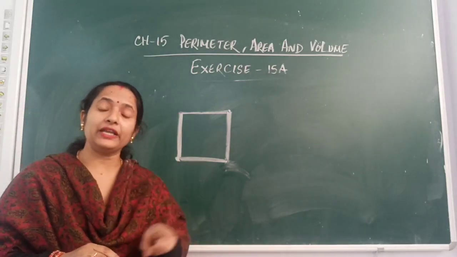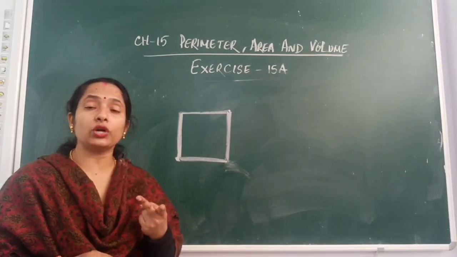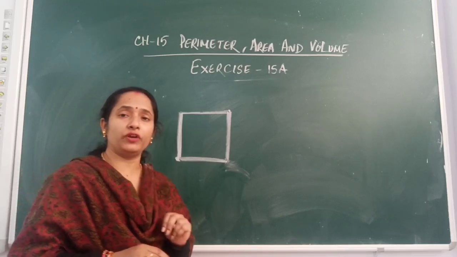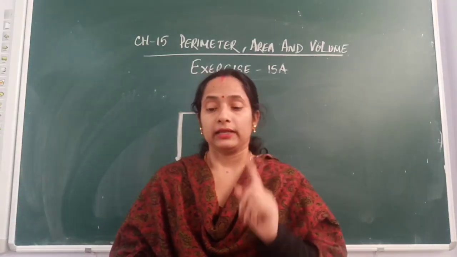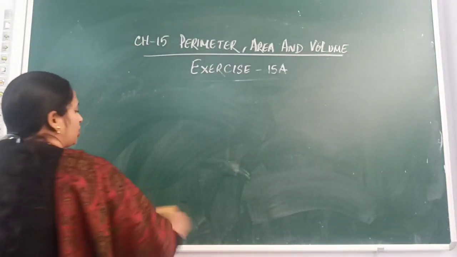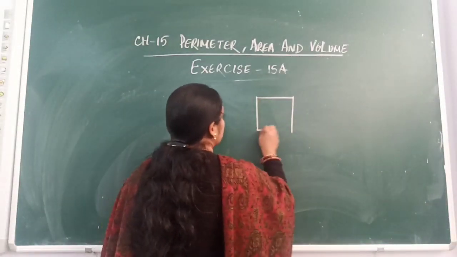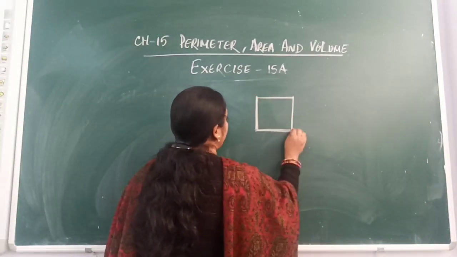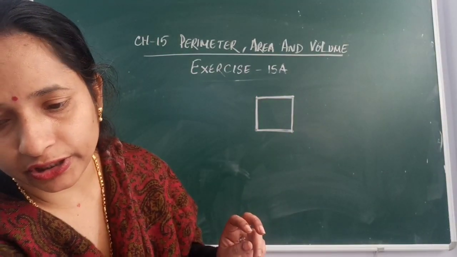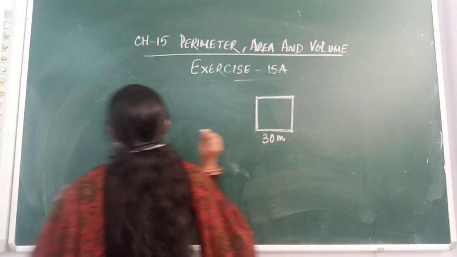So, in 1 complete round, she covers 1 perimeter. So, in 2 rounds, she will cover twice the perimeter. Isn't it? So, first what you will do? First you will find the length of the perimeter. So, let me do this for you. For this, first of all, you draw the figure. This is the figure of the square park where its measurement is given as 30 meters. The length of each side of this square park is 30 meters.